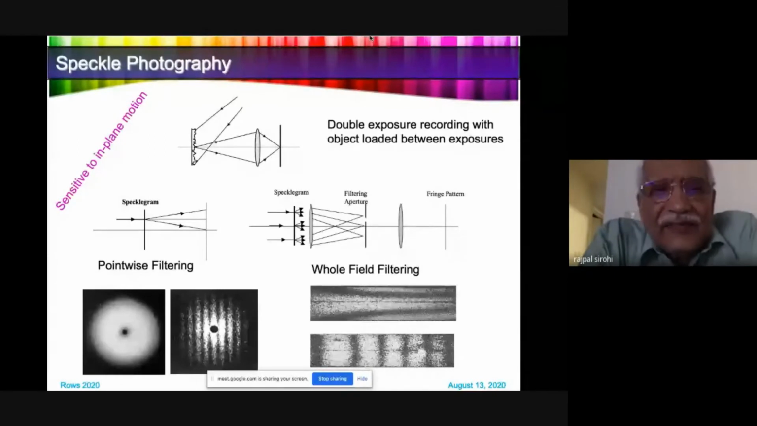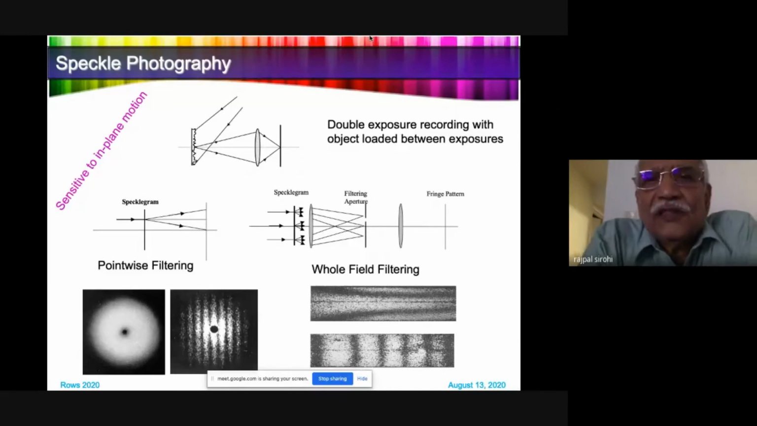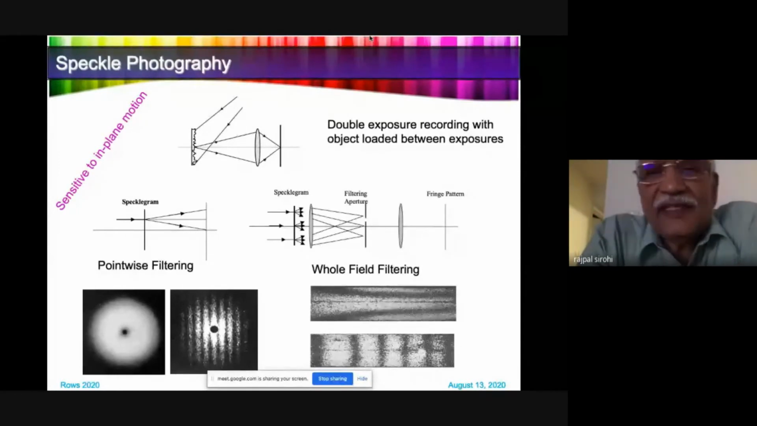It has been done here on photographic plate. And when you move the object in its plane, that is why I call it sensitive to the in-plane motion, then the speckle pattern as a whole moves. So we used to record 2 exposures on the film. And this double exposure specklegram later was processed using 2 different filtering techniques.